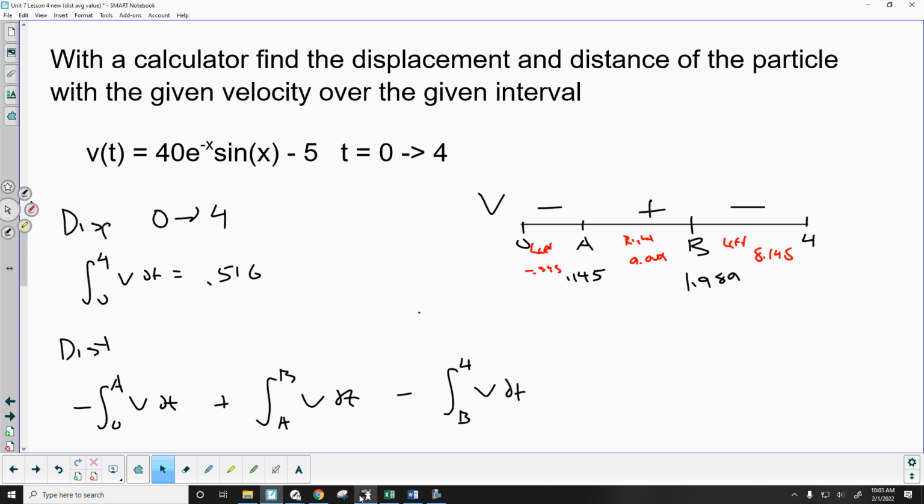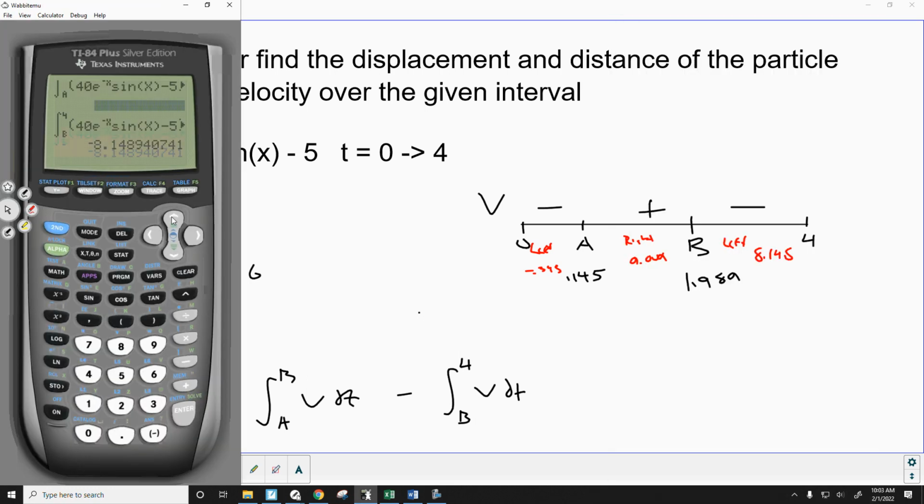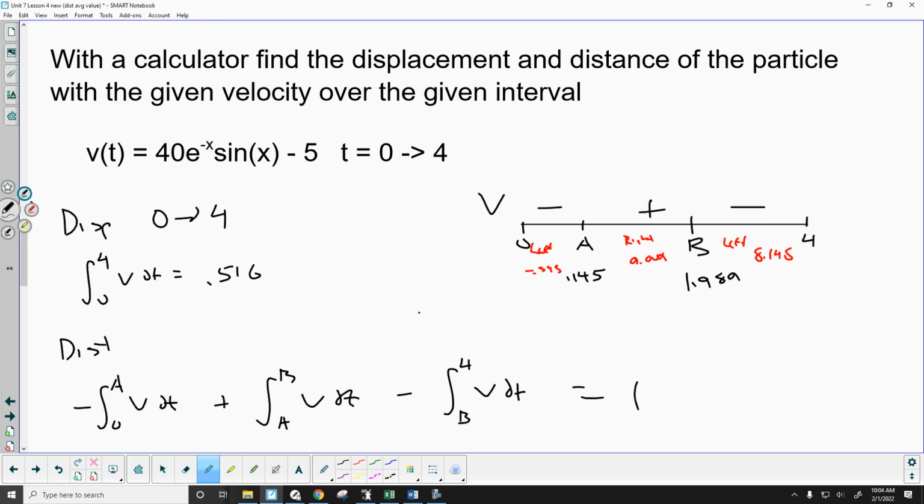To find my distance, here we go. Take that first number, make it positive. Take the opposite of it. Okay? Add that positive 9. Subtract the negative 8. Boom, 17.501. Let's call it 502, because it's very close to it.